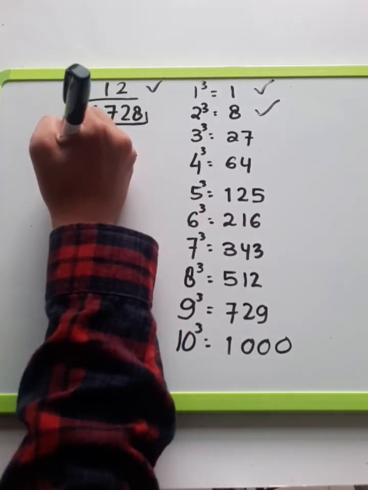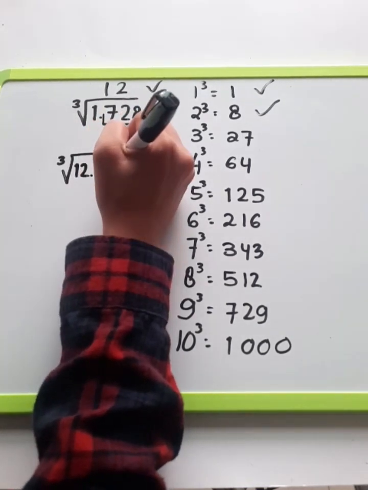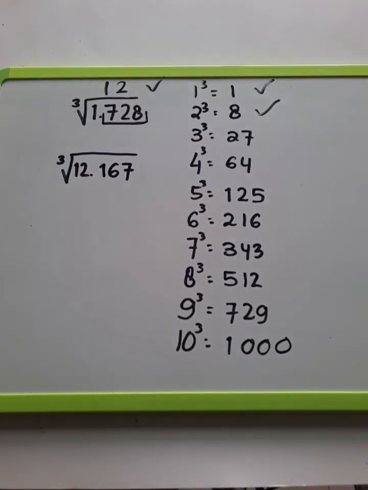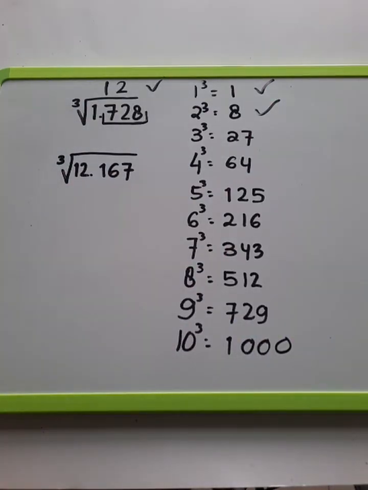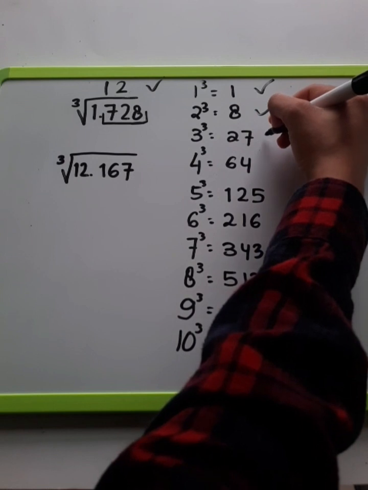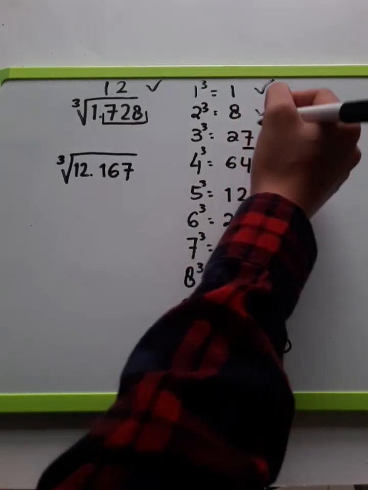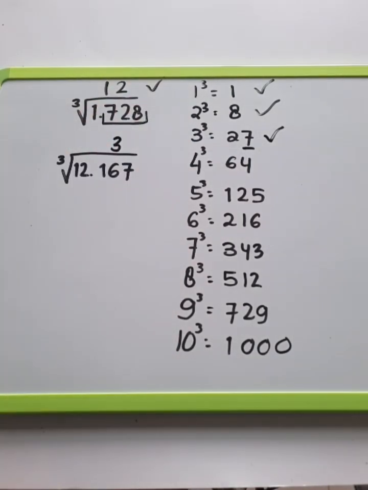Okay, let me continue with another example of cube roots. The example is the cube root of 12,167. Look at the unit digit of this number. Which perfect cube has unit digit 7? Yeah, it's 3. The unit digit is 7, so it's 3. So the unit digit of the result will be 3.